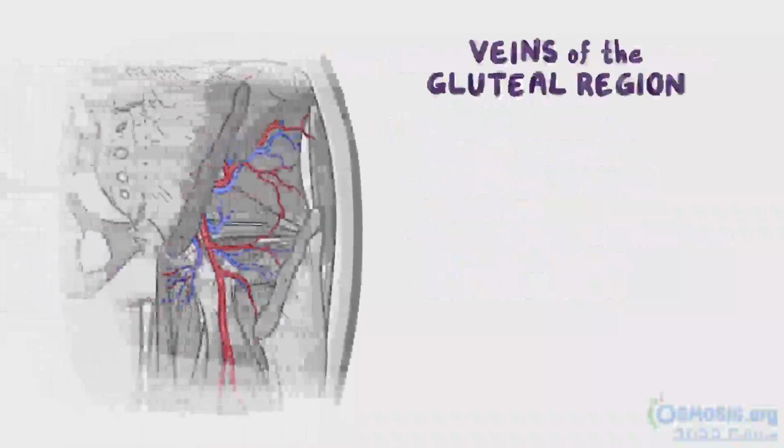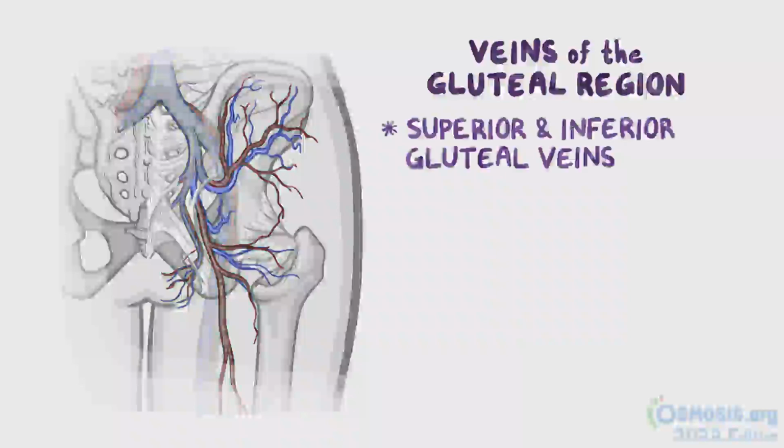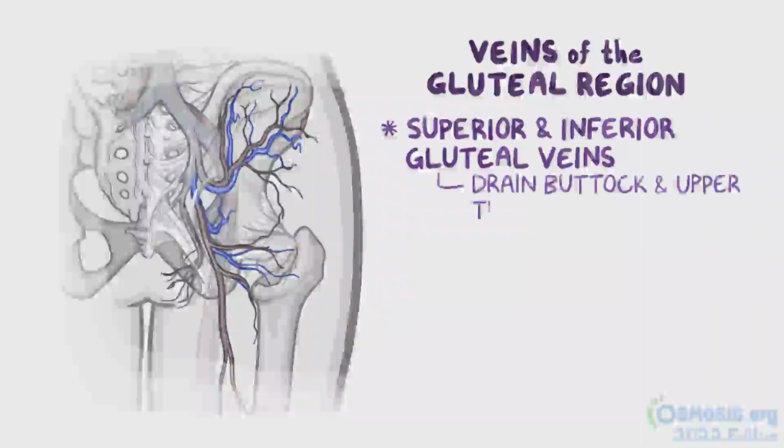Moving on, the veins of the gluteal region and posterior thigh are mostly represented by superior and inferior gluteal veins, which are tributaries to the internal iliac veins. These accompany the arteries with the same names through the greater sciatic foramen, superior and inferior to the piriformis respectively, and drain the buttock and upper thigh.